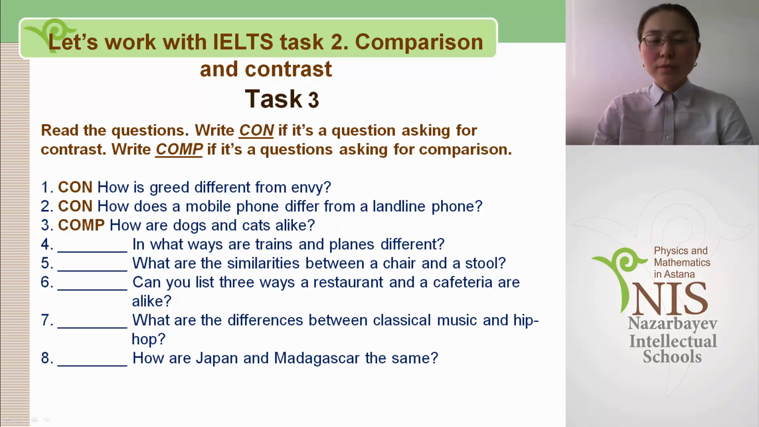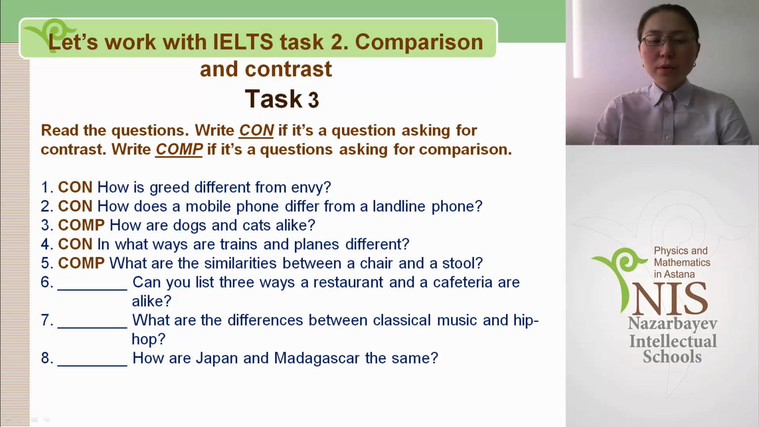The third one, comparing. How are dogs and cats alike? So when you're talking about comparing, you look for similarities. Do you remember the Venn diagram about cats and dogs? How are they alike? This is comparing, where we're talking about similarities. As for contrast, where we're talking about differences, look at question number 4. In what ways are trains and planes different?